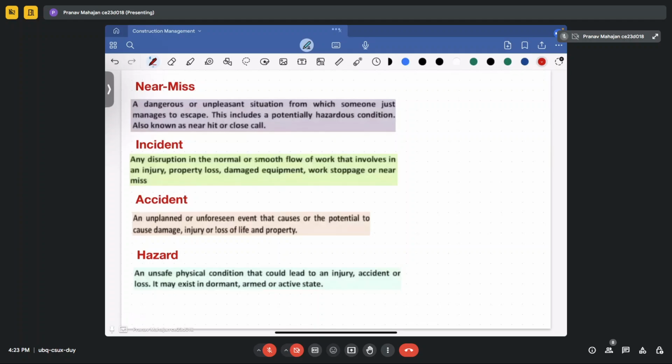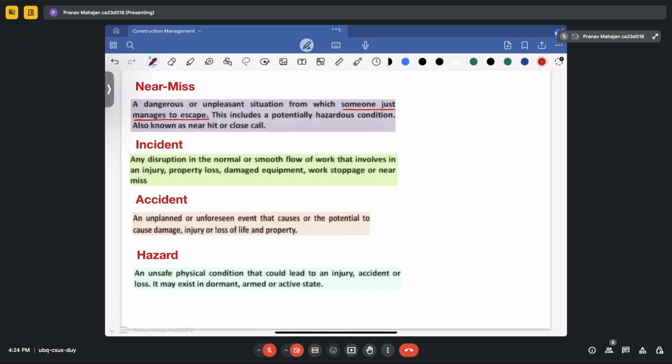So how do you define these accidents? One is the near miss. How do you define a near miss? A near miss is a dangerous, unpleasant situation from which someone just manages to escape. This includes a potentially hazardous condition and is also known as a near hit or close call. So when a person just manages to escape from an accident, we call it a near miss.